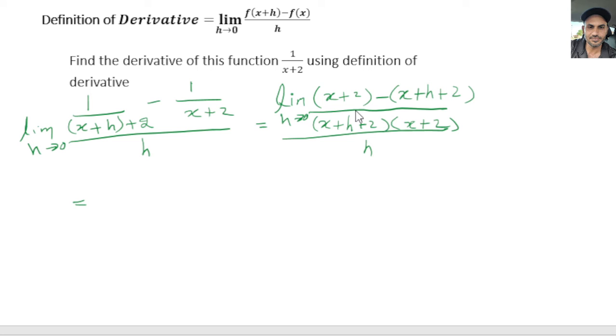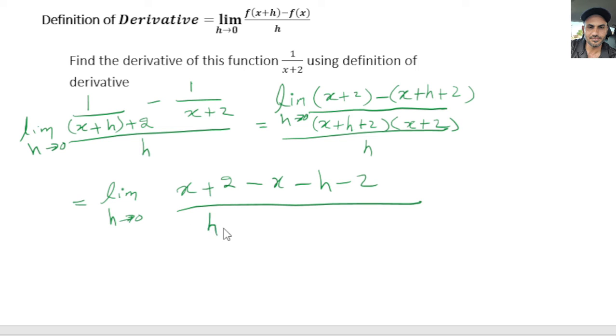So let's go ahead to the next step. Now let's simplify this. This is division, so it's going to go in the denominator with h. So you're going to be left with the limit as h goes to 0. We have x plus 2 minus x minus h minus 2. I'm just multiplying this negative inside, simplifying it. And this becomes part of the denominator, since it's in the denominator: x plus h plus 2 and x plus 2.